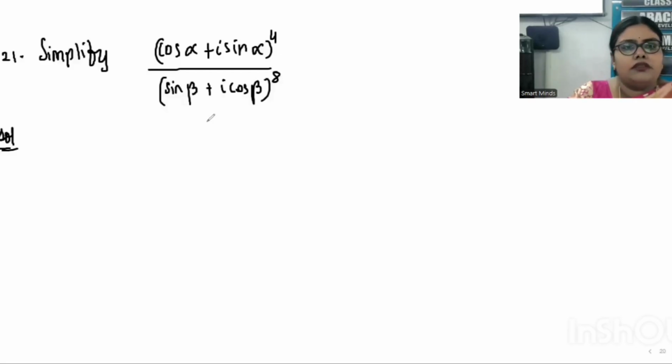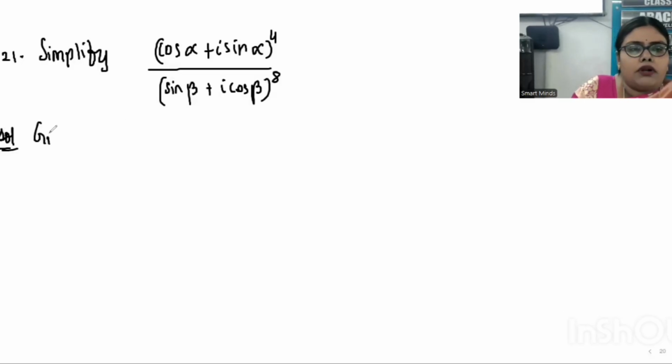Take the next question. This is from complex numbers. Simplify (cos alpha plus i sin alpha) whole power 4 by (sin beta plus i cos beta) whole power 8. So in De Moivre's theorem, mostly we have seen cos theta plus i sin theta. But in the denominator, you can see we have sin theta plus i cos theta. So we need to change it into cos theta plus i sin theta form.